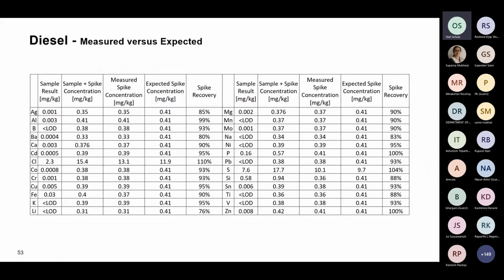So to confirm the accuracy of the calibration, a commercially available diesel sample was spiked with 12 milligram per kilogram chlorine, 10 milligram per kilogram sulfur, and 0.4 milligram per kilogram for the other elements. And the comparison of the results with the reference values really shows a good agreement for all elements.